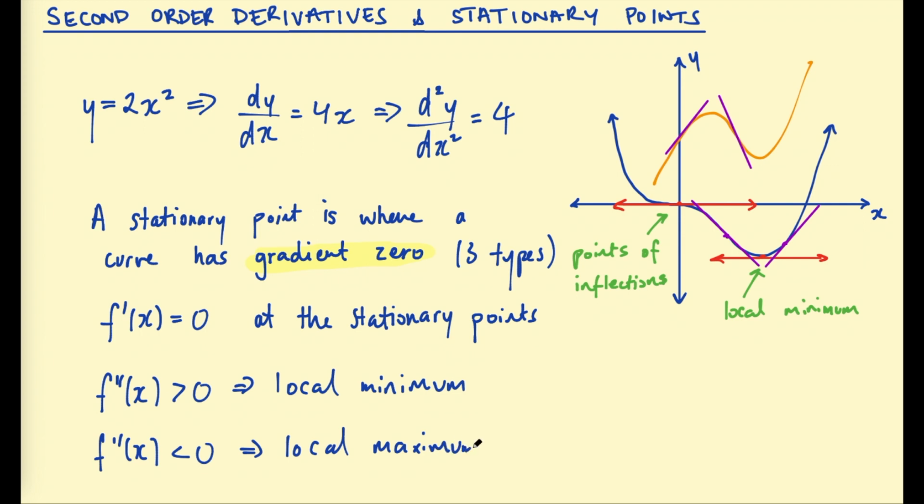Okay. And what about if the second derivative is equal to 0? Well, this could be a range of things. It could be a minimum, a maximum, or a point of inflection. And let's have a look at an example to show why that's the case. So it could be min, max, or point of inflection.